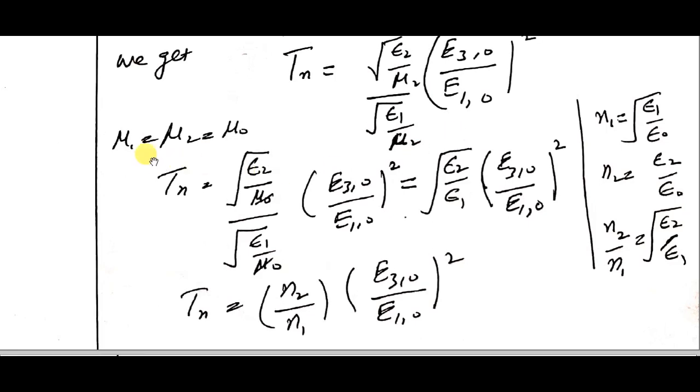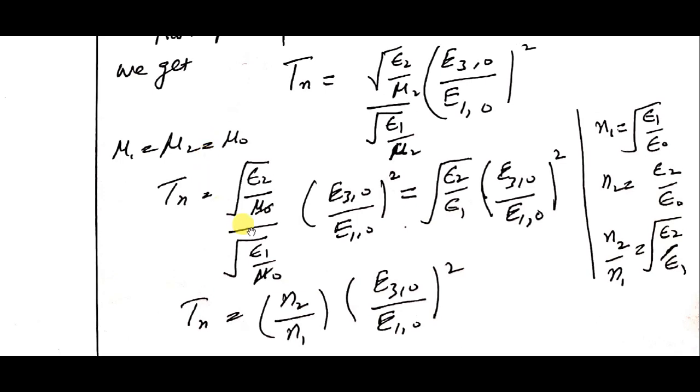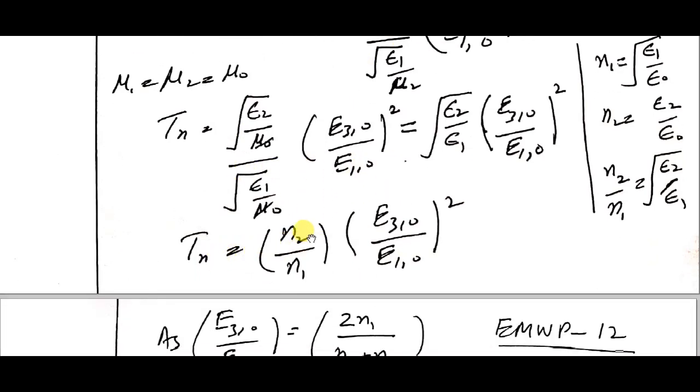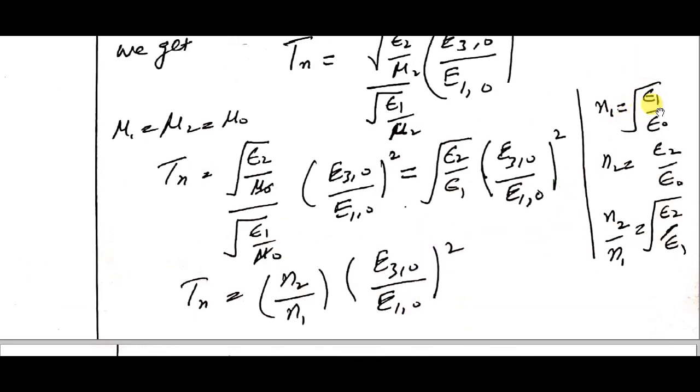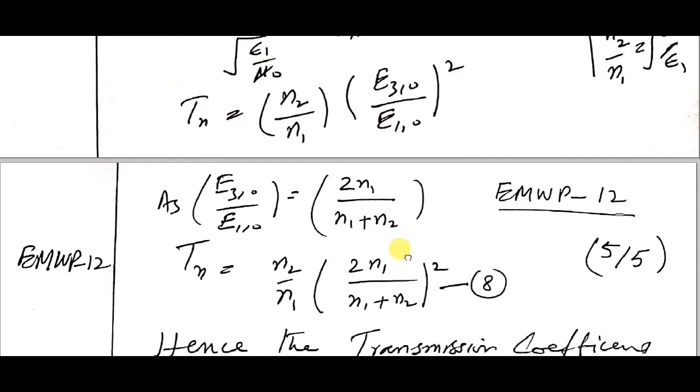Further, if we put mu1 equal to mu2 for an optically transparent medium, both media 1 and 2, then putting these values and rearranging, we get the transmission coefficient equal to n2 over n1 times E3 0 divided by E1 0, whole square. Here we can see that n1 is equal to the square root of epsilon 1 over epsilon naught, and n2 is the square root of epsilon 2 over epsilon naught. So the n2 to n1 ratio gives you epsilon 2 to epsilon 1, so this term is replaced by n2 to n1.